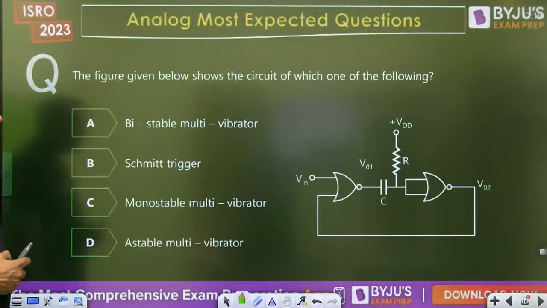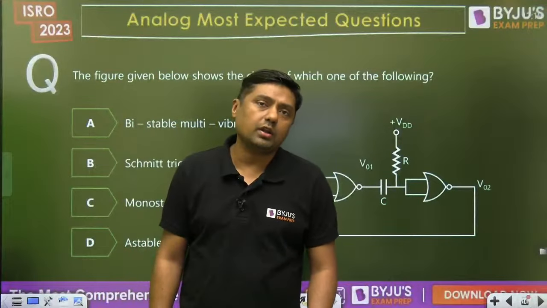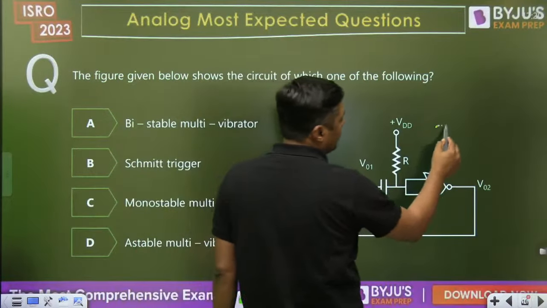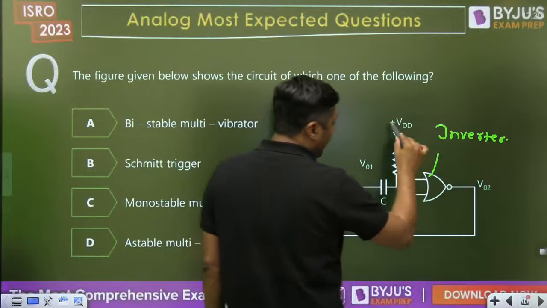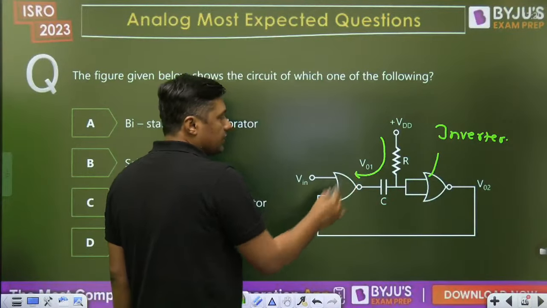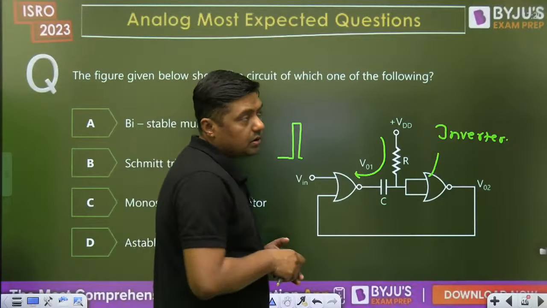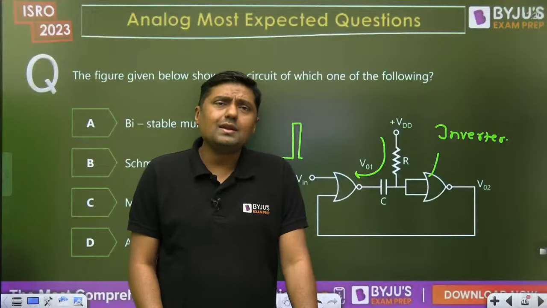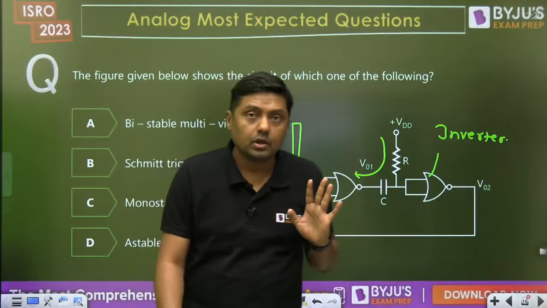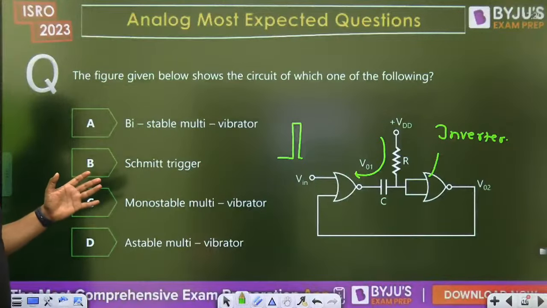Next question, guys. Now this is the integration of digital and analog. Here we are using a NOR gate, again a NOR gate. This is nothing but an inverter. And here R and C are connected, and the capacitor will charge through this resistor. Here we are giving the trigger signal Vin. It may be a positive trigger or a negative trigger. Now, as you know, in a NOR gate, if any one of the inputs is 1, the output will be 0.